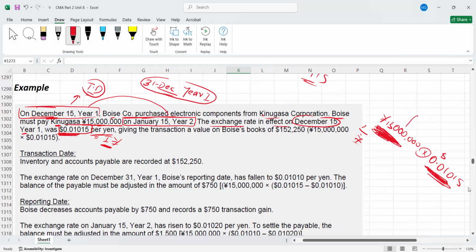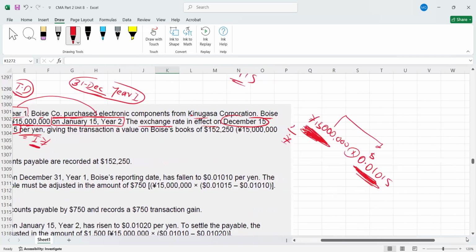If you multiply this yen with this dollar rate, you will get 152,250. What it means, let's understand in a simple way. Because you want to buy yen, even in the future, you have to buy yen. And to make payment, obviously you would pay dollars. So yen you have to buy, but the rate is given in dollar. That's why if you multiply, you will get this much dollar.